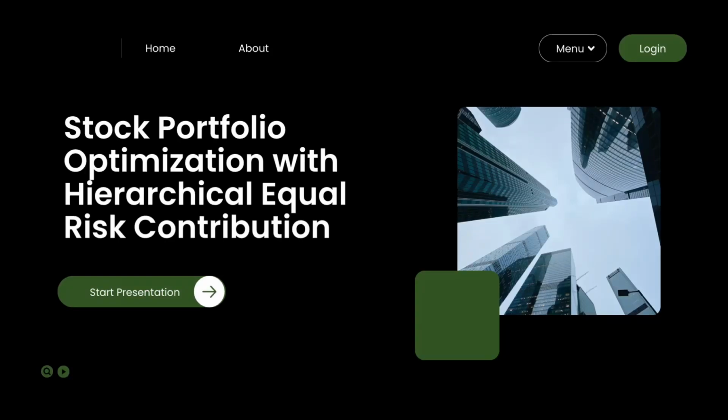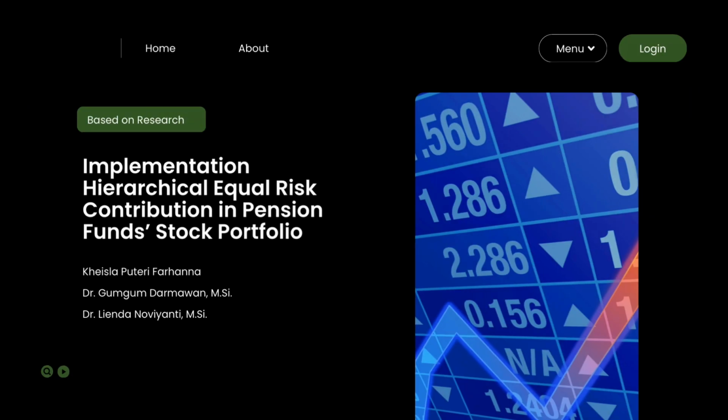Welcome to this presentation on stock portfolio optimization using hierarchical equal risk contribution, or HERC. In this session, we will explore how HERC balances risk across asset groups using clustering methods. This presentation is based on research that applies the HERC methodology to pension funds' stock portfolios. It was conducted by Kesla Putri Farhana under the guidance of Dr. Gumgum Darmawan and Dr. Linda Novianti.